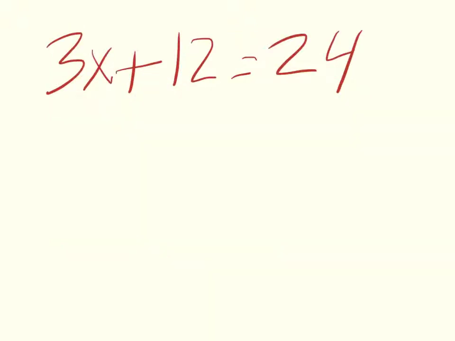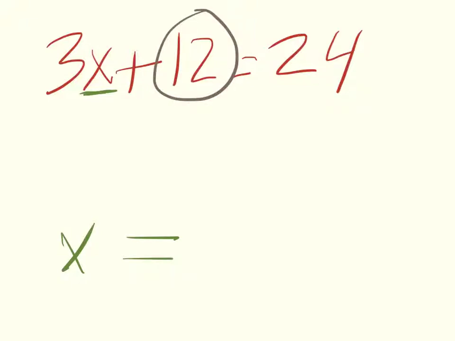So for example, we're going to have 3x plus 12 equals 24. And what I'm looking for is what is getting in my way of having x alone on one side of my equation. Well, first of all, I have this number 12. That's stopping me from having x alone. And I have this number 3.